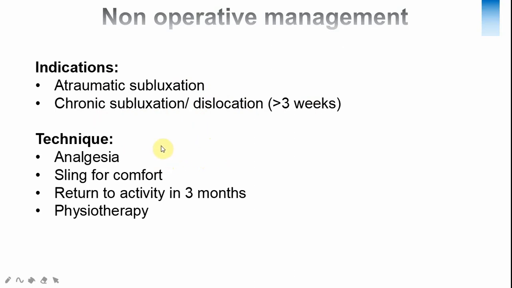In case of the non-operative management, we give analgesia, including opioids. Sling we can put on, it can be a broad arm sling, collar cuff sling. Personally, I prefer the shoulder immobilization sling. And also patient can return to activity in 3 months. By that time, the injury should have healed up. Because the patient will not move the shoulder, there may be some stiffness, so these patients might need some physio as well.